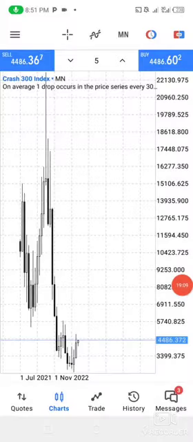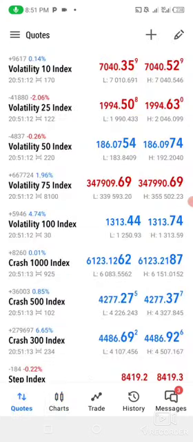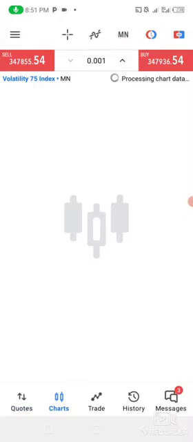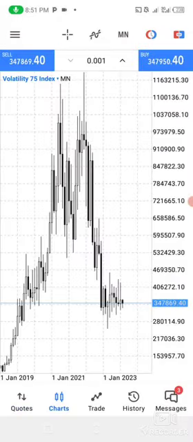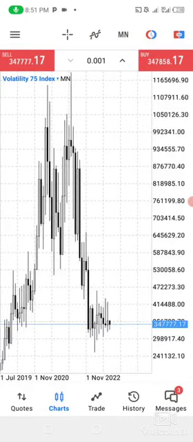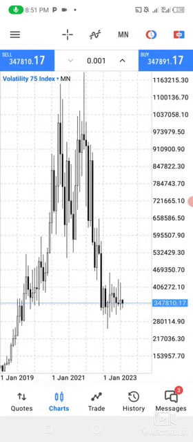Now let's work on Crash 300, or let me work on Volatility 75 Index, and then see where we are going. So this is the monthly Volatility 75 Index, because I do what I preach, I do what I teach. I say you should do your top-down analysis. So this is basically the monthly time frame.